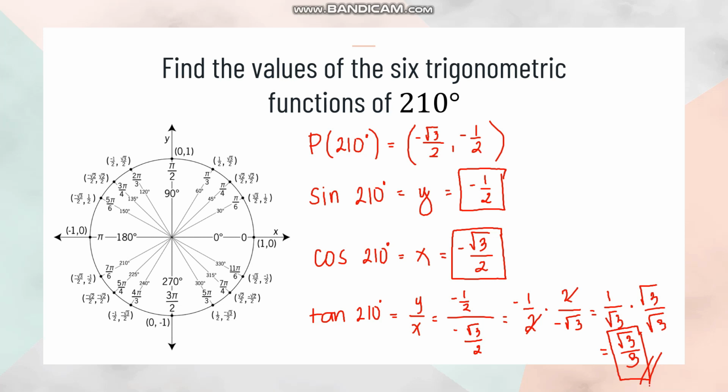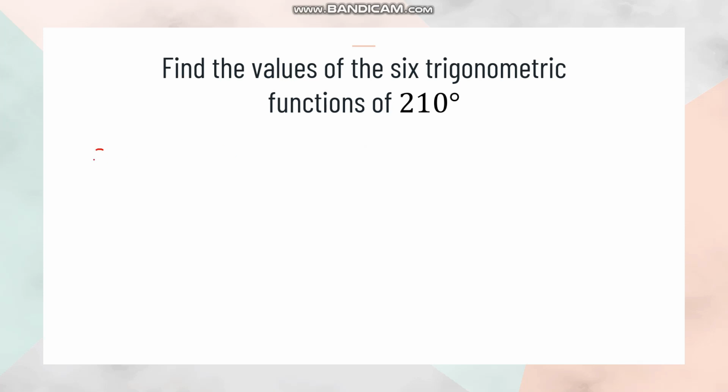Now, for the rest of the trigonometric ratios, all we have to do is just get the reciprocal. So, for cosecant of 210 degrees, this is just 1 over y. So that will be 1 over negative 1/2. And then 1 times the reciprocal of this, negative 2. Therefore, cosecant of 210 degrees is negative 2.